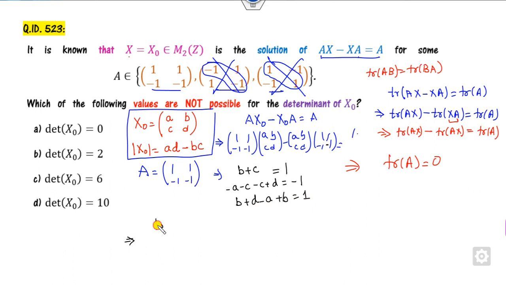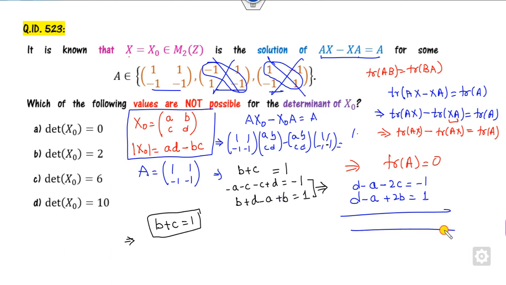Now you can see that from the first pair, B plus C is 1. I need the value of AD and BC. So from these two you can simplify. What will happen? It will be D minus A minus 2C is minus 1, and from here D minus A plus 2B is plus 1. If you simply add them, this plus B minus C is 0. So you can say B minus C is nothing but A minus D.